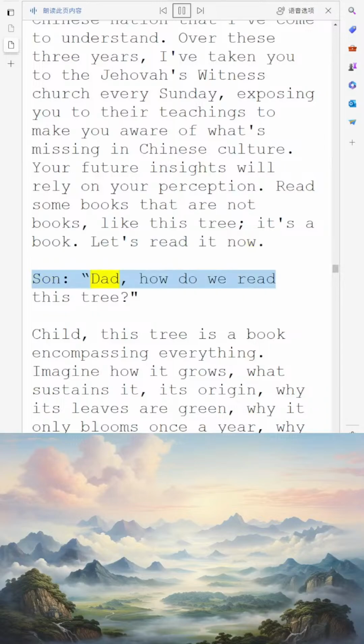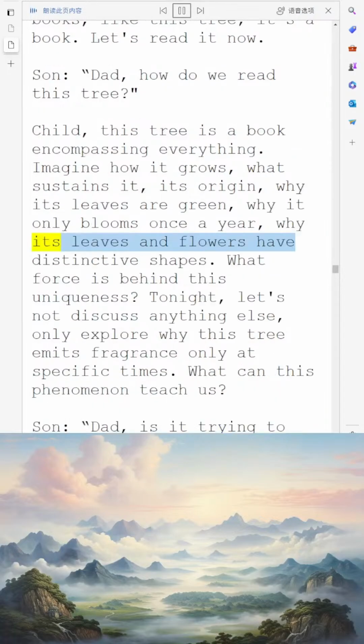Son: Dad, how do we read this tree? Child, this tree is a book encompassing everything. Imagine how it grows, what sustains it, its origin, why its leaves are green, why it only blooms once a year, why its leaves and flowers have distinctive shapes. What force is behind this uniqueness? Tonight, let's not discuss anything else, only explore why this tree emits fragrance only at specific times. What can this phenomenon teach us?